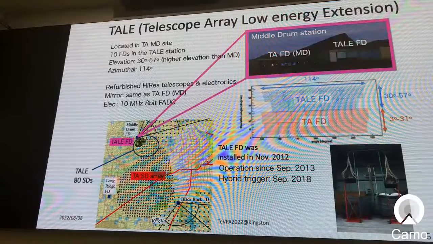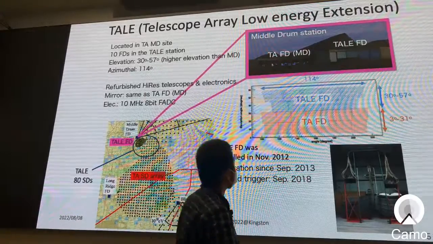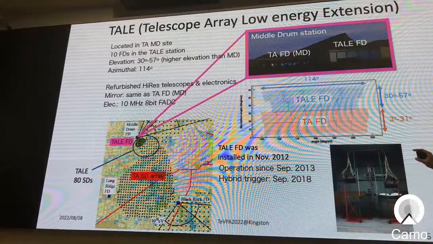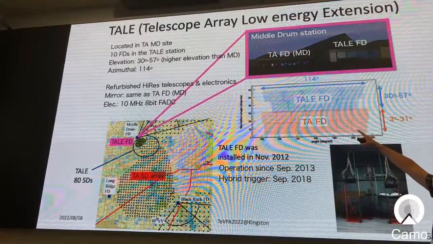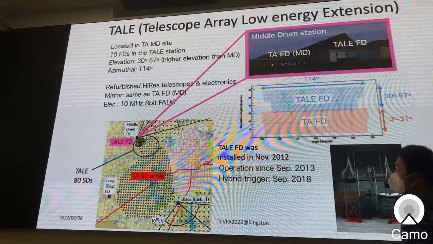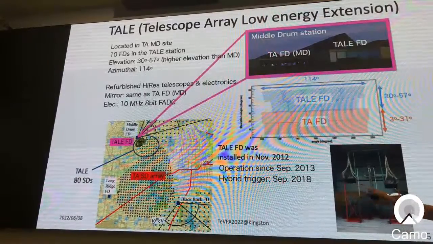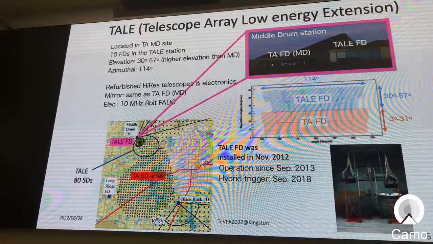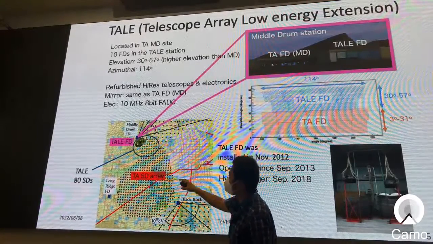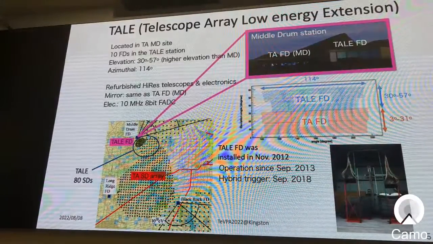And for the extension to lower energies, we installed another FD station here. This is known as the TALE experiment. This is the field of view of the new extended FD station. And the TALE FD was installed in 2012, and operation started in 2013. In addition to that, the dense SD array was installed here, totally 80 SDs. And the hybrid observation was implemented in 2018.